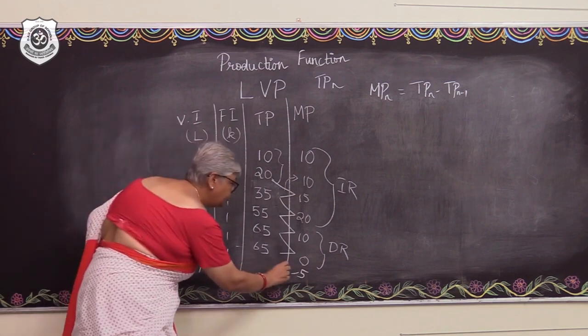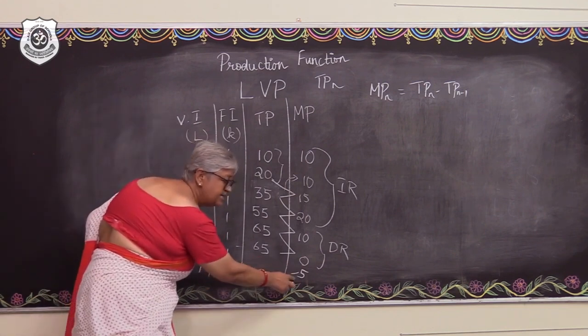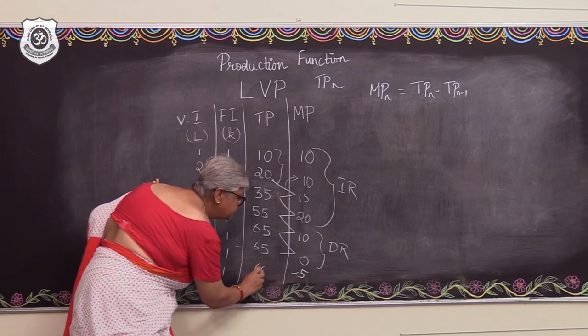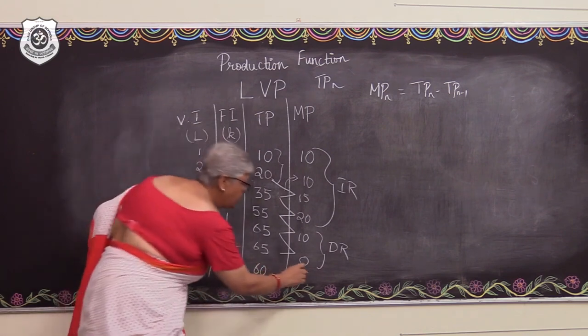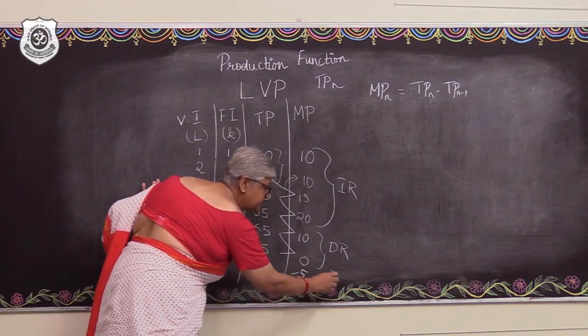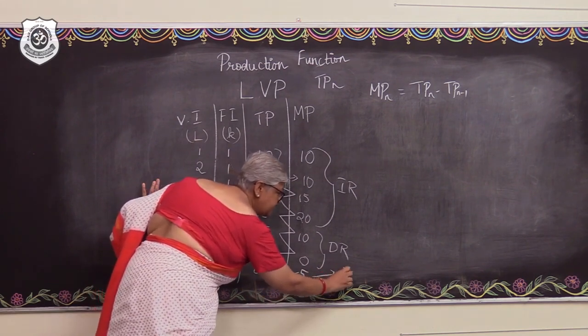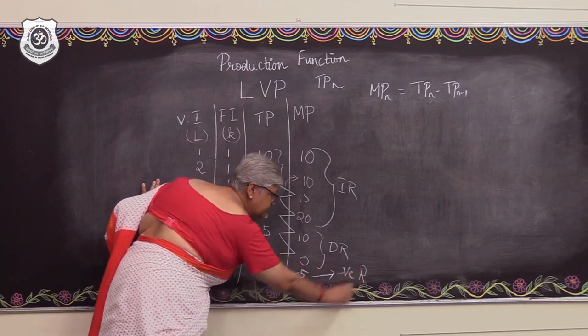So what about the total product then? 65 minus 5, so that's going to become 60. You see that? So this is what happens in this negative return stage. What is this stage? It is a negative return stage.